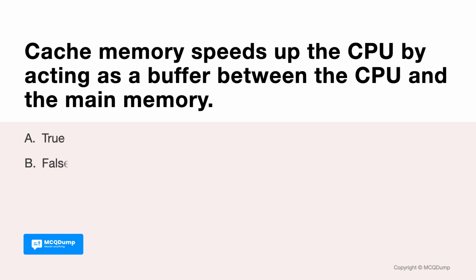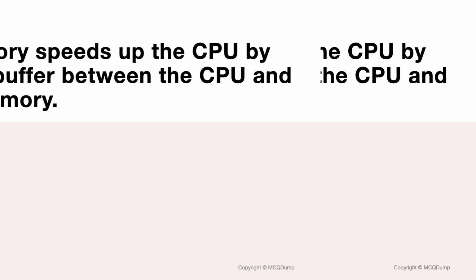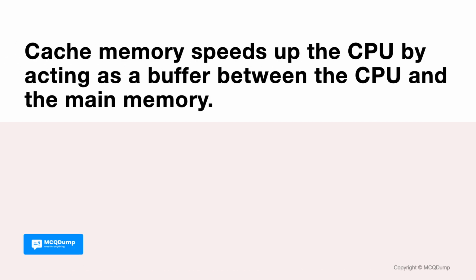Cache memory speeds up the CPU by acting as a buffer between the CPU and the main memory. True or false? It is true. Cache memory speeds up the CPU by acting as a buffer between the CPU and the main memory.